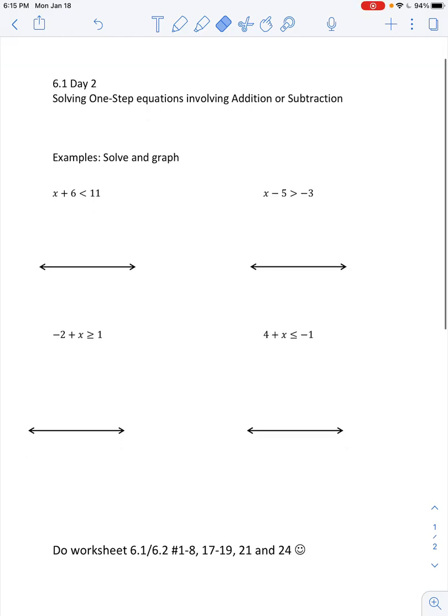Alrighty, friends, welcome back. It is 6-1 day 2, and we are going to combine some things we've learned in the past with the things we learned yesterday. Because our verb today is solving, we're going to be focusing on one-step equations. So it's just kind of like an introduction into that. We're only going to be involving addition and subtraction for today.